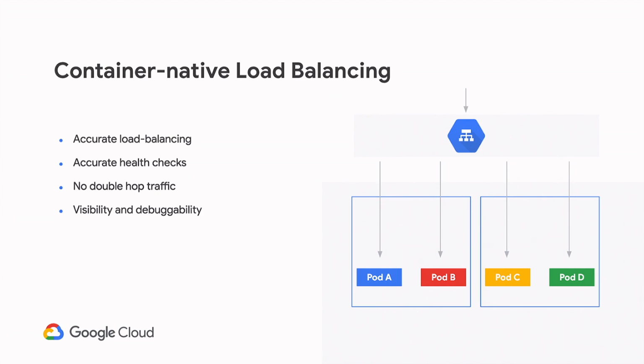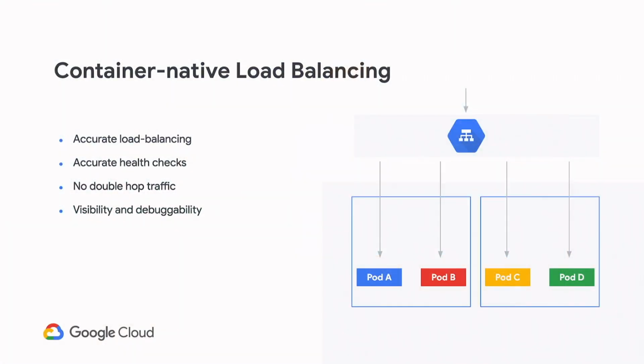Second, great for visibility and debugging if you're troubleshooting, because your load balancer has an accurate view of the traffic that it is sending to the pods themselves. It doesn't have a view of just the node. It has a view of the pods themselves, which is what you care about. And accurate health checks, because your pods are themselves sending their health information to the load balancer rather than relying on the VMs. So best practice, wherever possible, consider using container native load balancing rather than using the default load balancing.